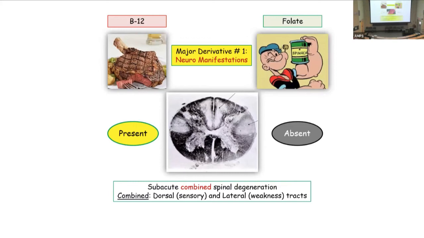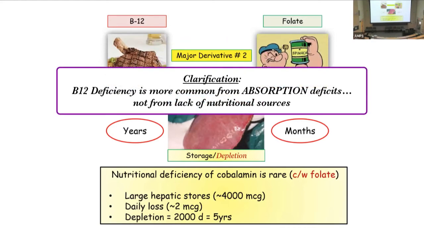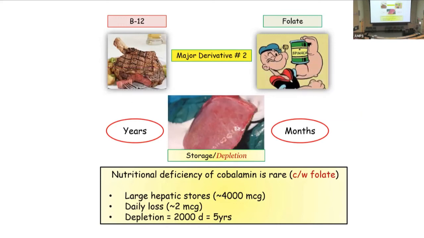Don't want to beat that to death. Derivative number two is duration. So nutritional deficiency of cobalamin is rare, compared with folate. And the reason for that, again, the liver stores B12, you'll lose only a small amount, and you do the math. If you have 4,000 micrograms and you only lose 2 a day, to deplete B12 from the liver, it's 5 years. It's a long process. If you stop eating now, it won't be until you're in the second year of your residency or thereabouts till you're B12 deficient. Compare and contrast with folate deficiency, which can happen in a matter of just weeks to months. It's a shorter duration.